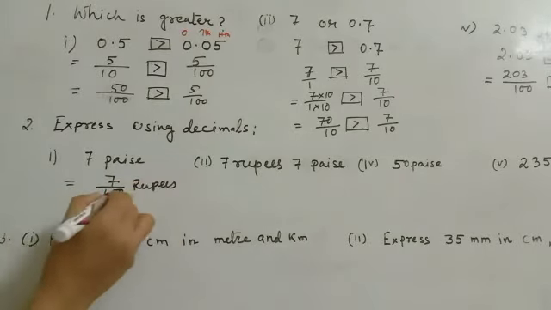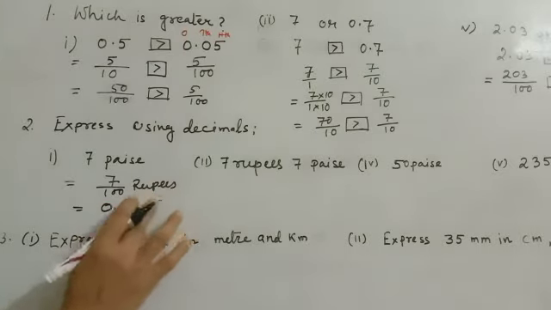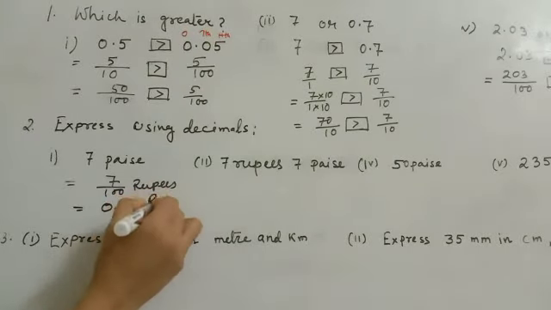So as it is 100 place of decimal, so 0.07 rupees.